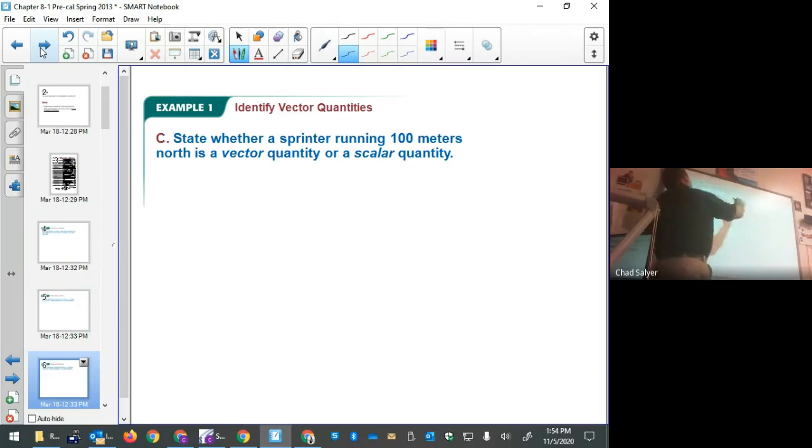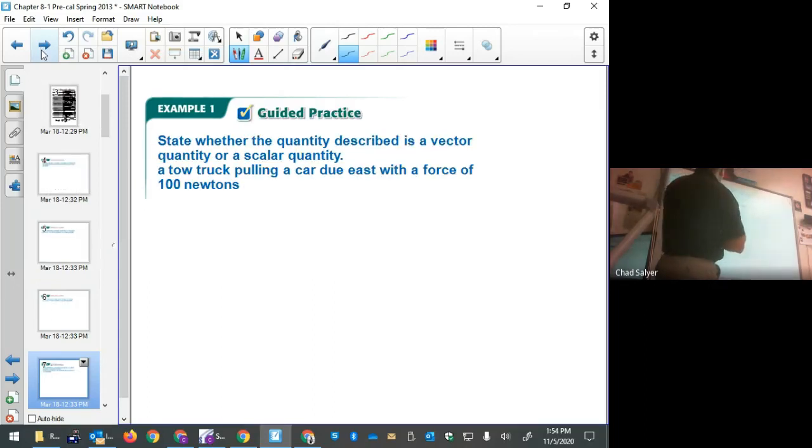State whether a sprinter running 100 meters north is vector or scalar, Maggie? Correct. No, I'm sorry. No, yes, 100 meters north, vector, correct, yes. Got myself mixed up. All right, what about this one, Luke? A tow truck pulling a car due east with a force of 100 newtons.